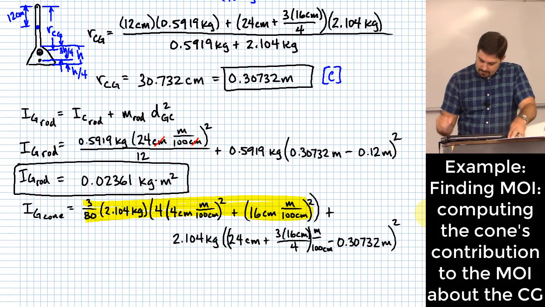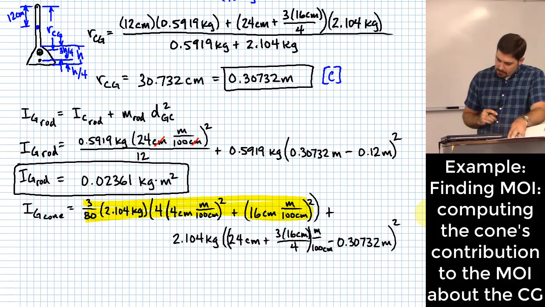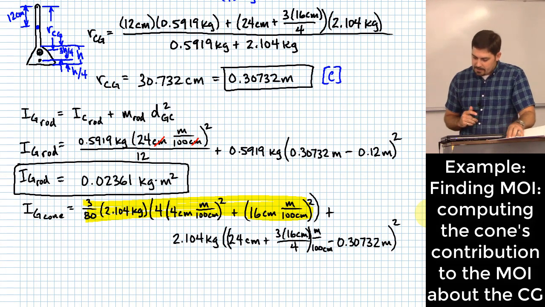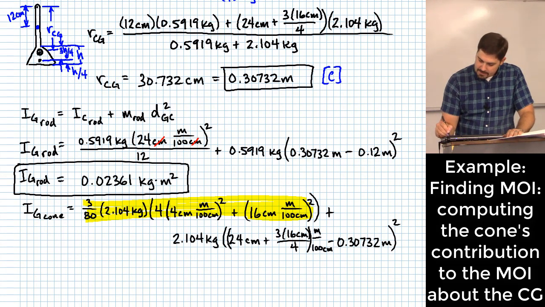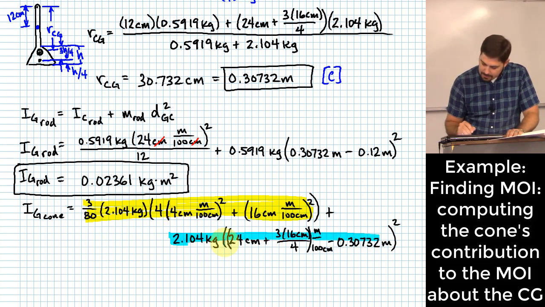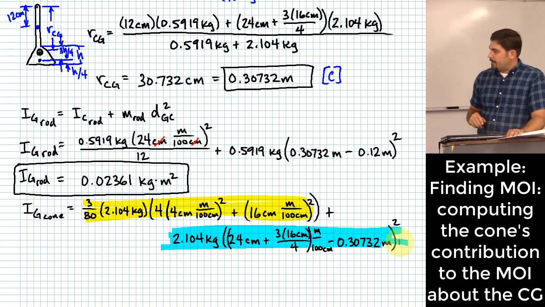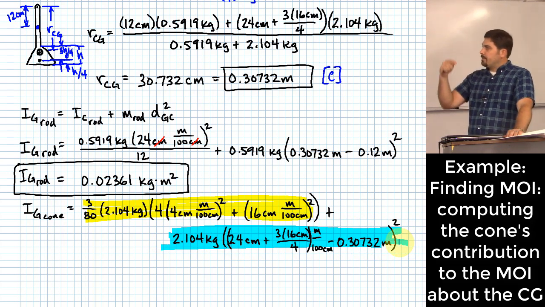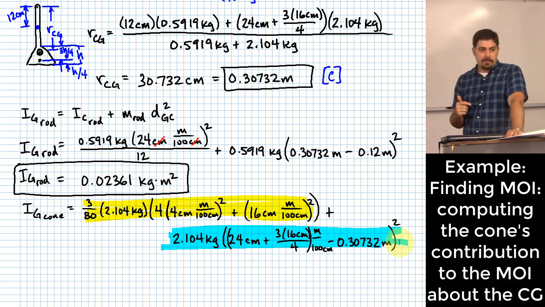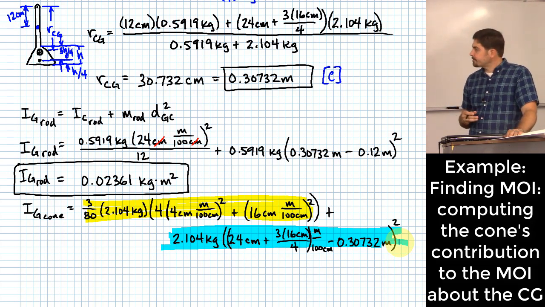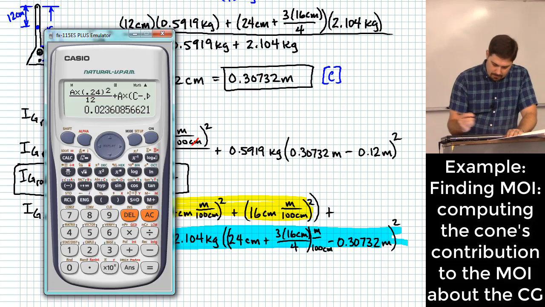All right. So that stuff in yellow right there is the moment of inertia about its own axis. The stuff in blue here is what we have to add in order to get the total moment of inertia about the CG of the entire composite body. All right, we'll plug it in here.